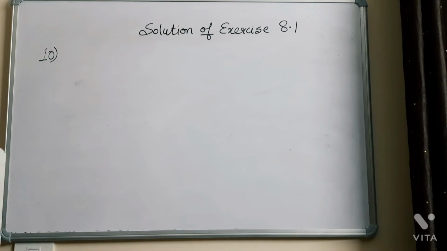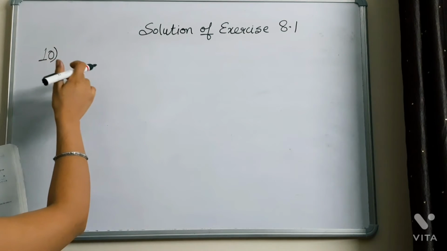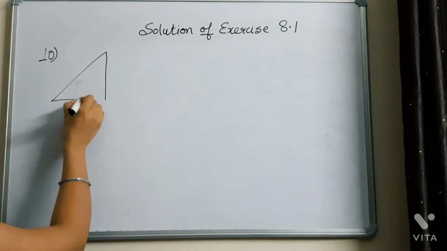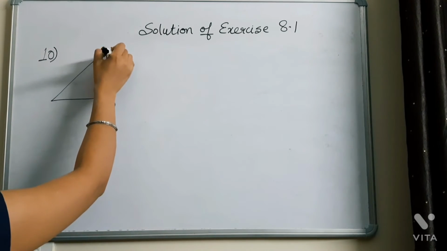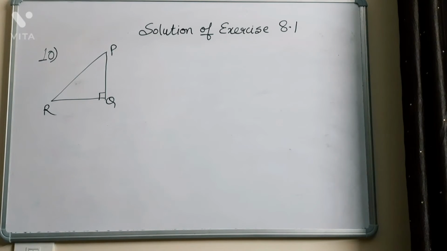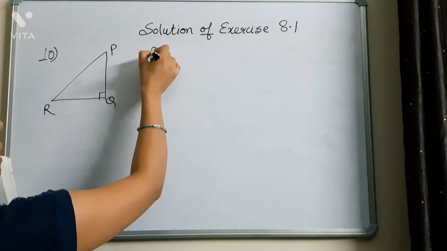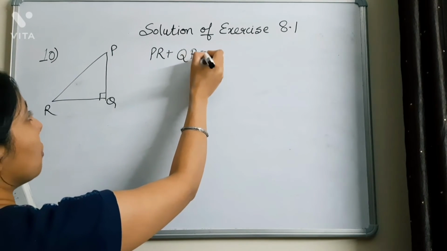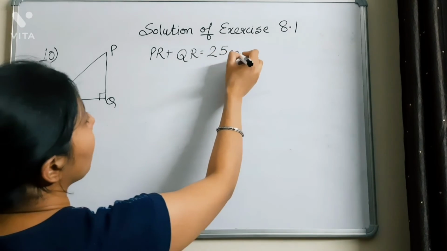In question number 10, it is given that in triangle PQR, which is right angled at Q. So now your triangle is PQR, which is right angled at Q. So here is a right angle. And PR plus QR is 25 centimeter. Okay, you are given with PR plus QR is equals to 25 centimeter. This is what is given to you.